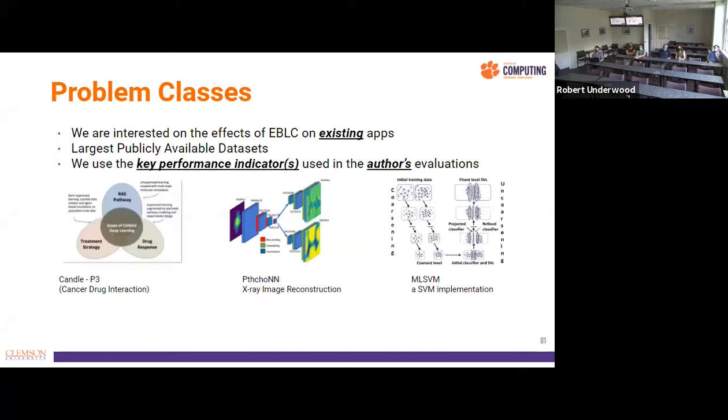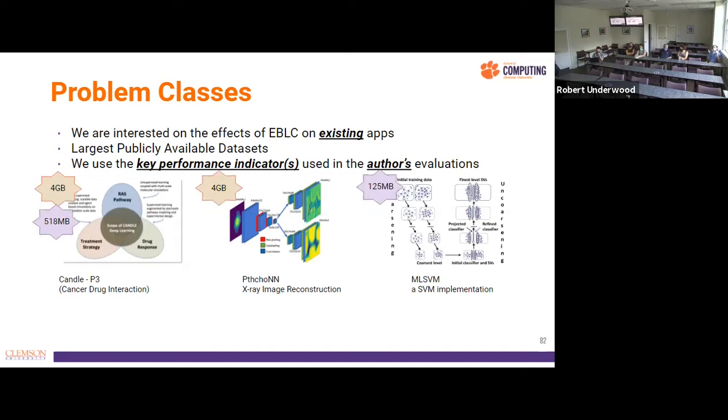In this work, we're going to look at 3 problem classes. We are interested in evaluating the effects of error-bounded lossy compression on existing applications used in the way that they currently are used, using the largest publicly available data sets that the authors have made available for the scientific applications they have under consideration. Additionally, we will use the metrics that the authors' evaluations used as their key performance indicators. We want to keep things as consistent as possible to the original domain from which the problem came, treating the problem domains kind of as controls in our scientific experiment.